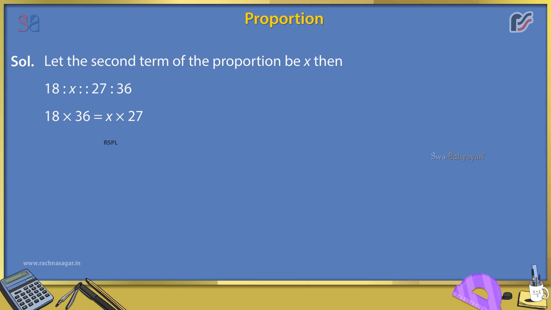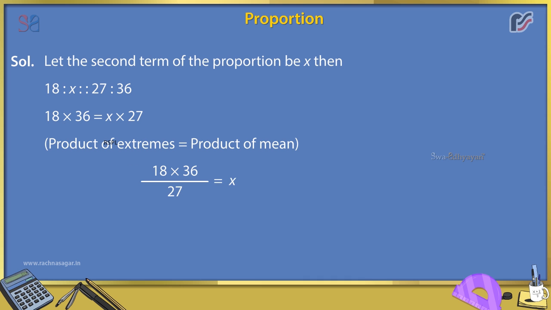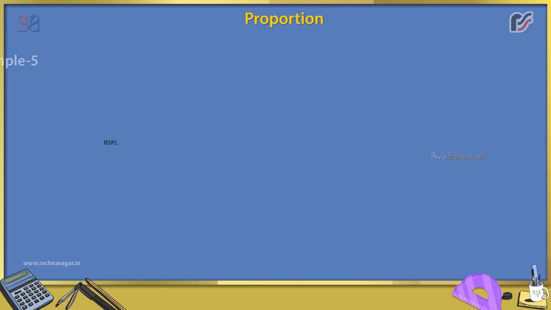18 into 36 is equal to x into 27. Product of extremes is equal to product of means. 18 into 36 by 27 is equal to x. 24 is equal to x. Thus, second term of proportion is 24.